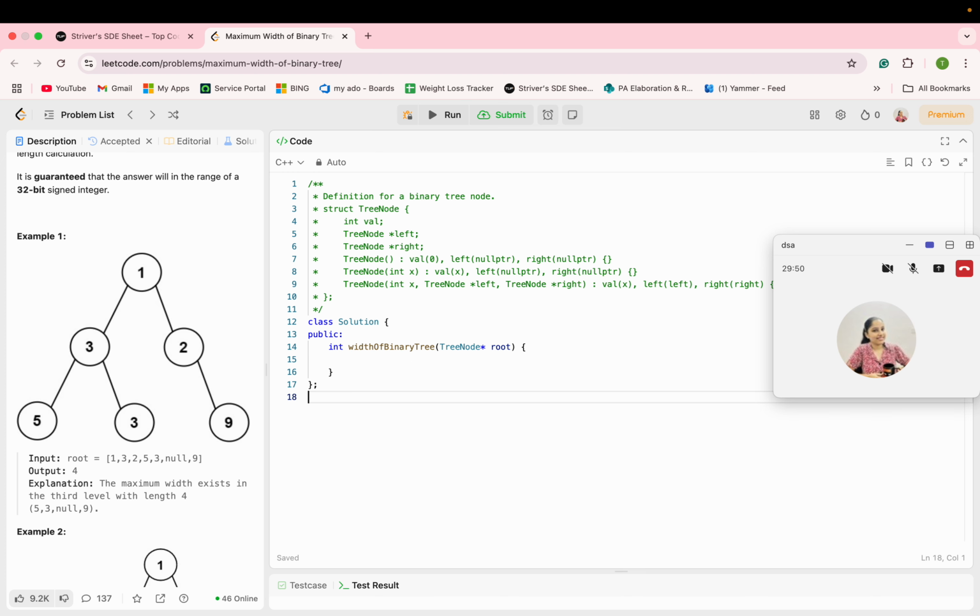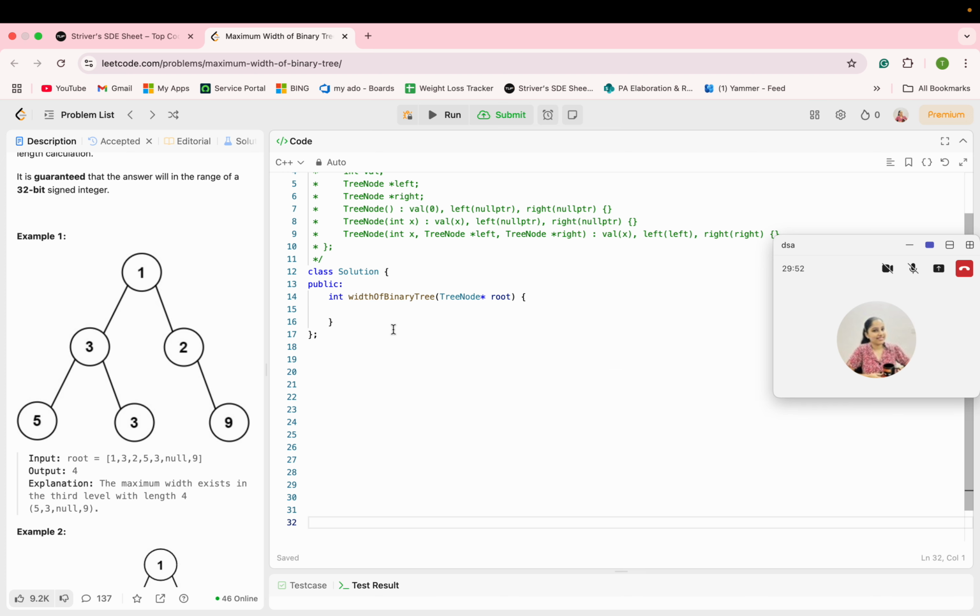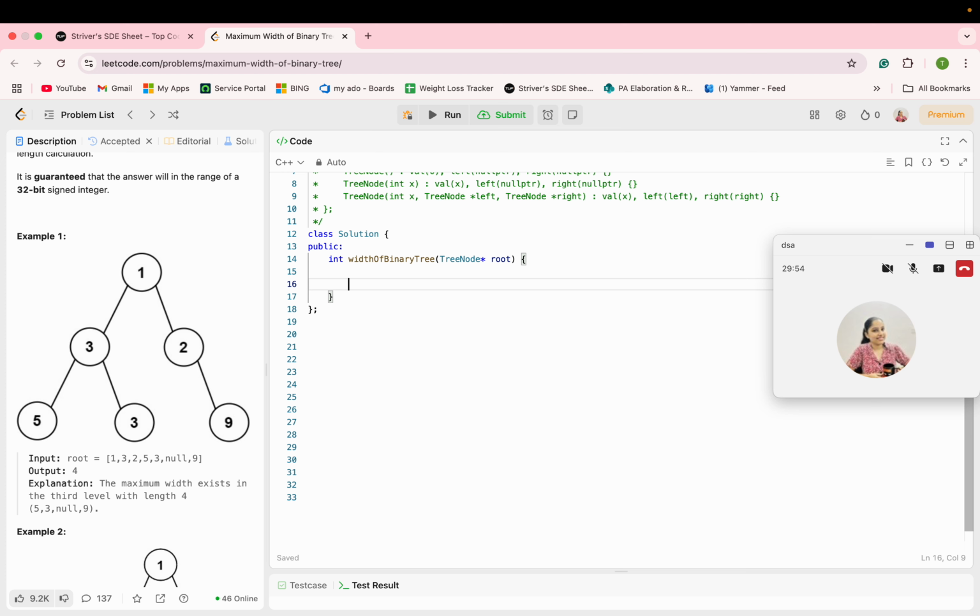Let us implement, because we have to make a level order traversal. We have to store the indexes and tree nodes. We will make a queue of pair of tree node and the index, and we will also need a max width, which let's say starts from 0, because width will obviously not be less than 0. And while the queue is not empty, we will be processing.